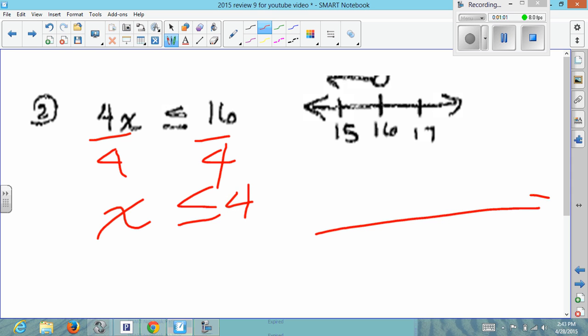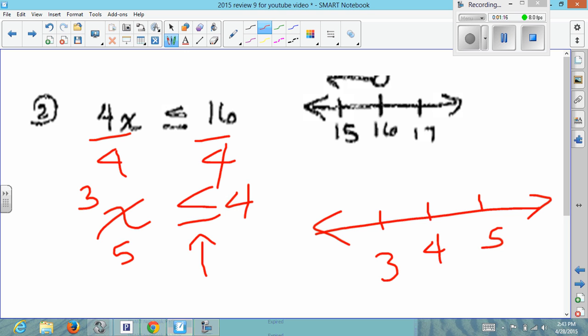So now I make my baby number line. In the center I put my 4, and then my 5, and then my 3. I need to figure out if this is going to be an open or closed circle. And then I need to look to the left, look to the right. And remember, you draw your arrow pointing towards the direction that makes your statement true.